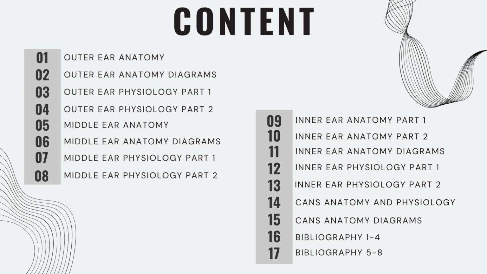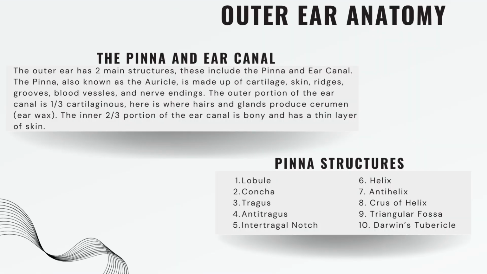The content slide is a brief visual of the concepts that will be gone over during the presentation. The first structure to get us started on the auditory pathway is the outer ear. The outer ear is made up of two main structures, the pinna and the ear canal.